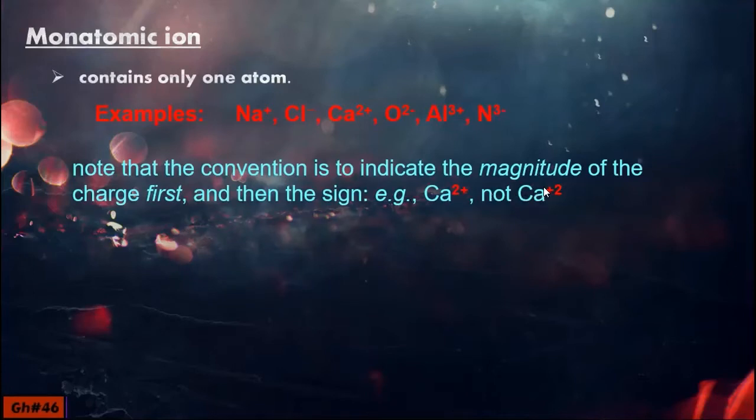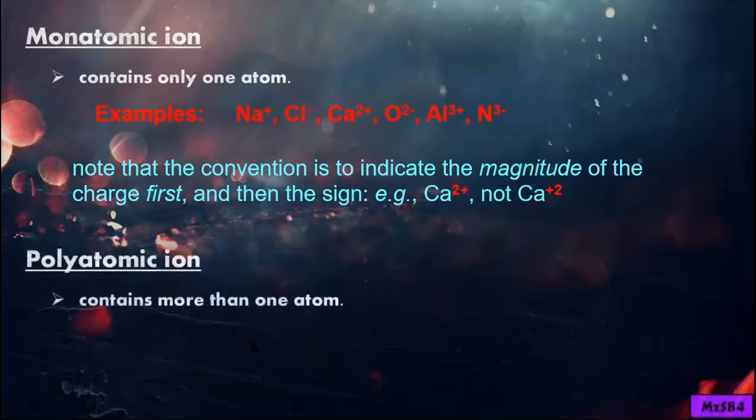Once the charge is positive, that means they have the capacity to share or to give electrons. If it's a negative charge or an ion, they are the ones who will receive electrons, the receivers of electrons. A polyatomic ion contains more than one atom.